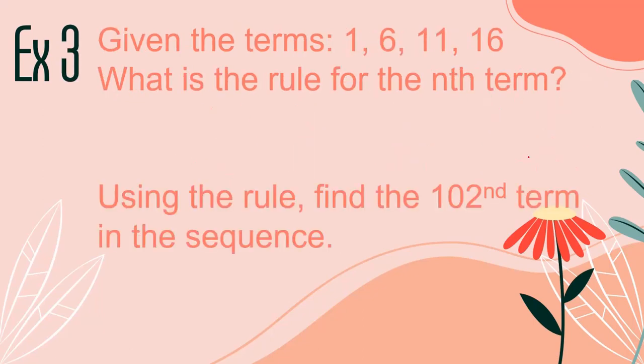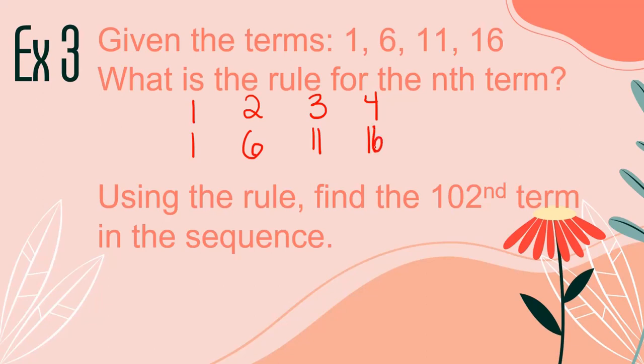Now, what if I'm given the terms and I need to write the rule? Oh, I know, this might be a little bit more difficult. Here's how I like to accomplish this task. So I'm given the terms 1, 6, 11, and 16. They want me to write the rule for the nth term. So I'm going to actually see it as a pattern. So this is me plugging in the first 4, 1, 2, 3, 4, and I generated a 1, a 6, 11, and a 16.